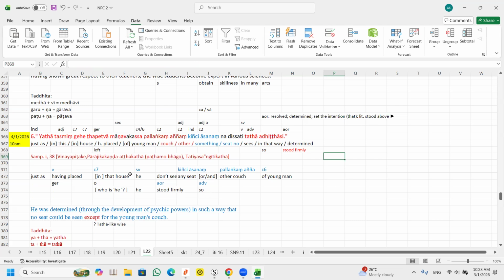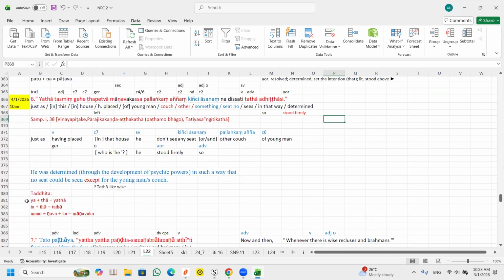Now when you look at it overall, the translation has no problem. Now the question, again, you compare to the answer. All right, he was determined. That means the words he was determined refer to this word, aditthasi. Okay. Now this part, can you see, in such a way, this is yata.